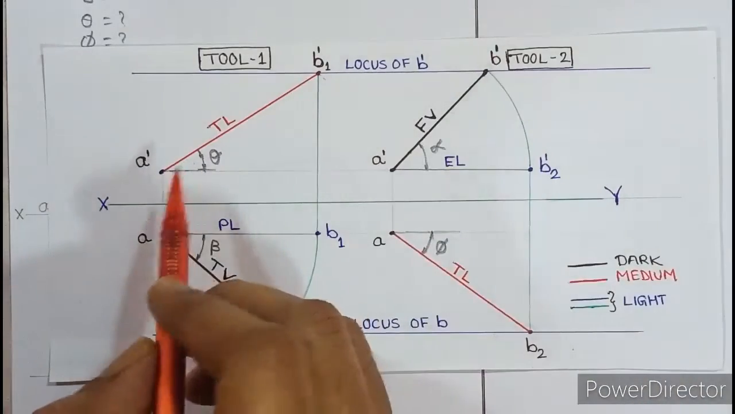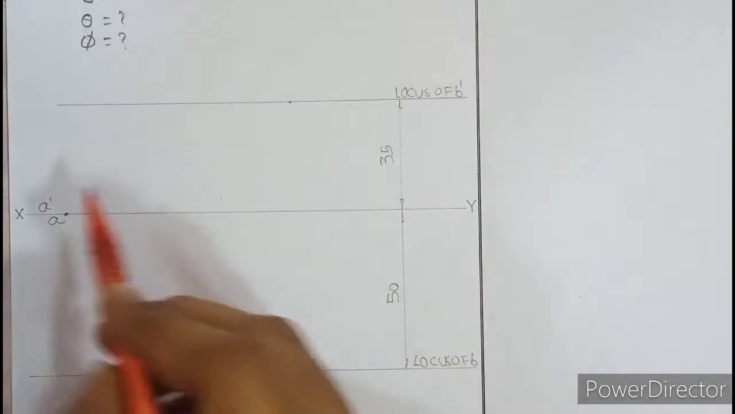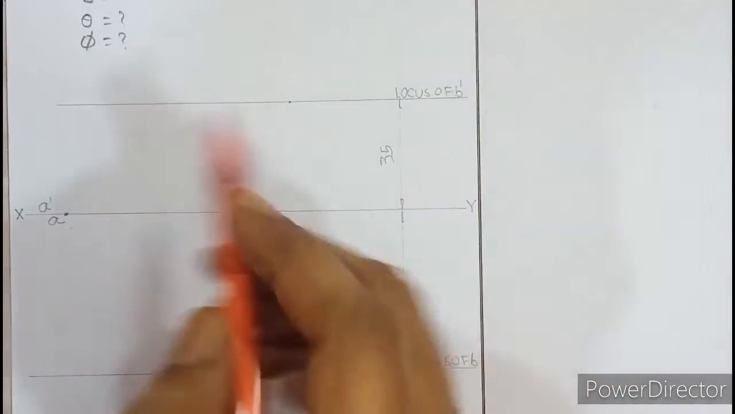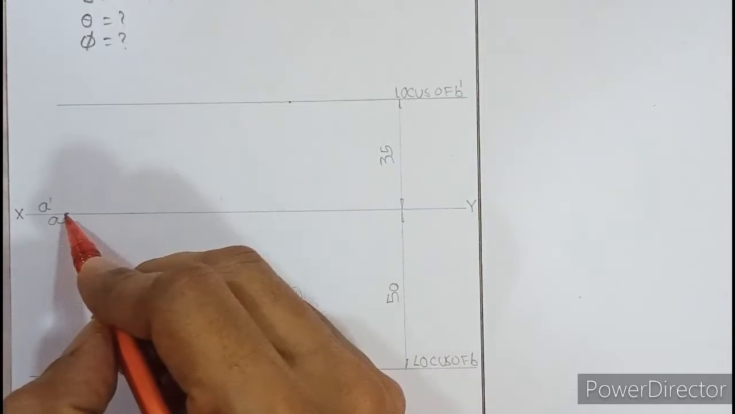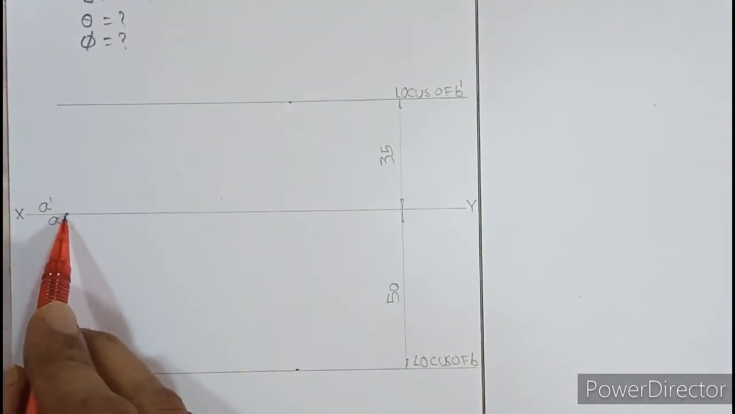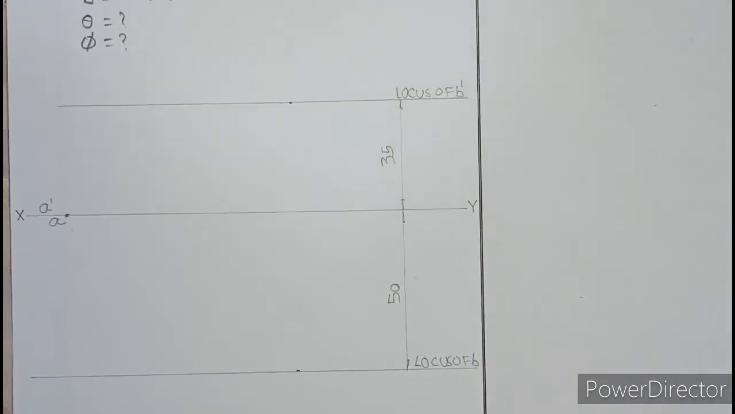Okay, so for marking true length, you need A dash and A and two locus. For the given question, we have A dash and A, and also we have the locus. So what one can do, you can set 70 in the compass, and from here cut on this locus, you will get B1 dash. And with the same point, because A dash and A are same, you can mark B2 over here. So let us set in the compass 70 millimeter.